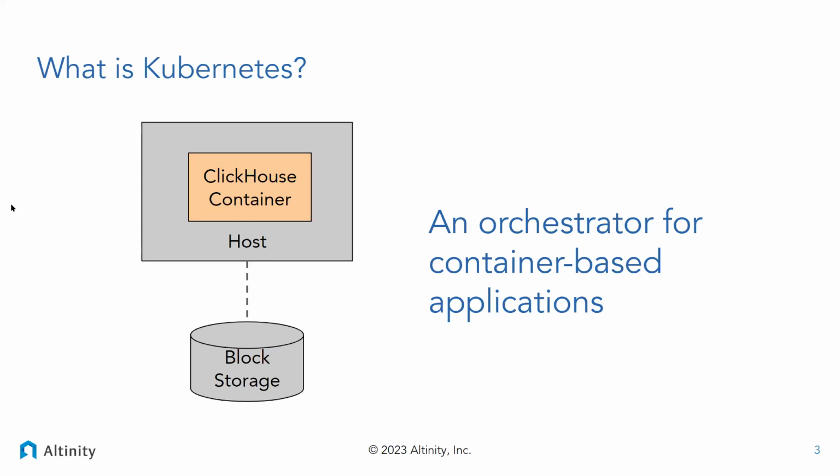A typical, very simple example is that you could have a ClickHouse database. ClickHouse is, as you probably know, a very popular real-time analytic database. It is available in Docker containers from multiple sources, and you can run it on Kubernetes. And so you have the ClickHouse container, which is going to be talking to block storage. So how does Kubernetes do that?